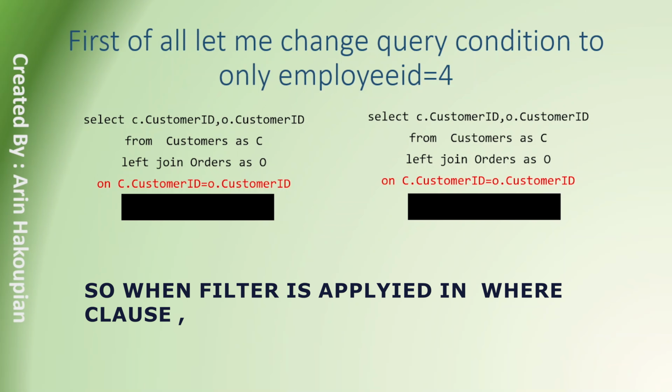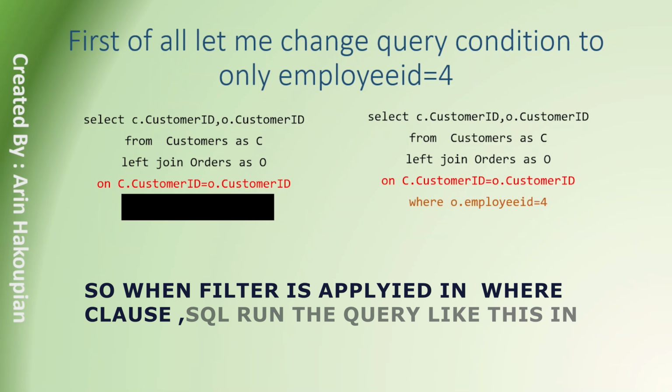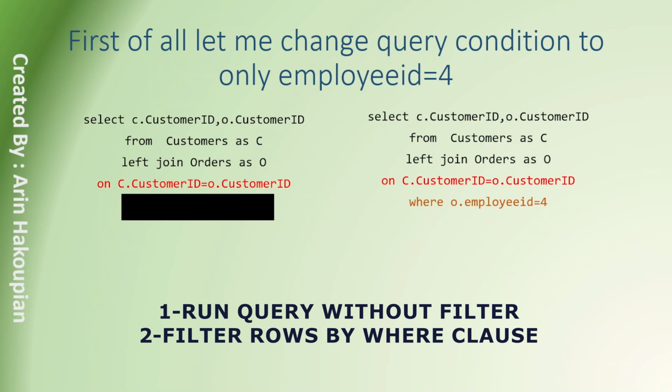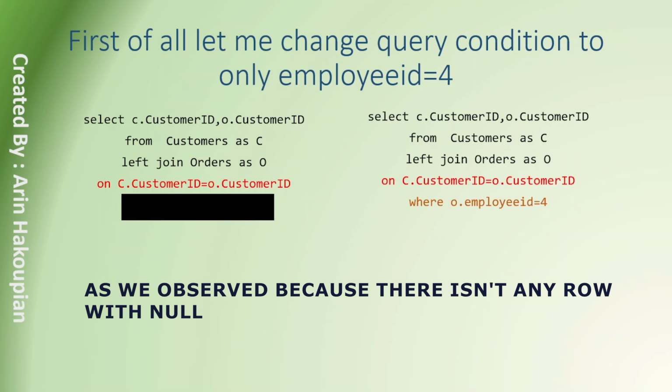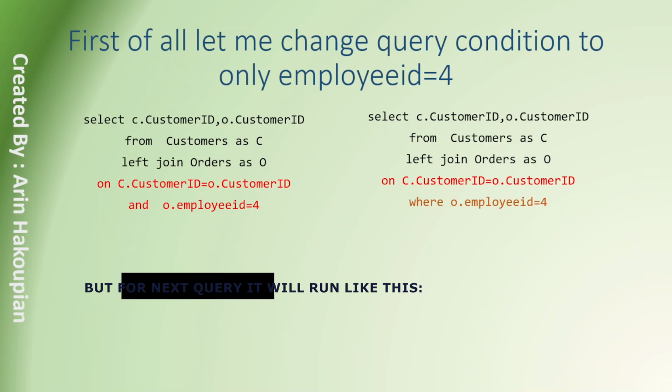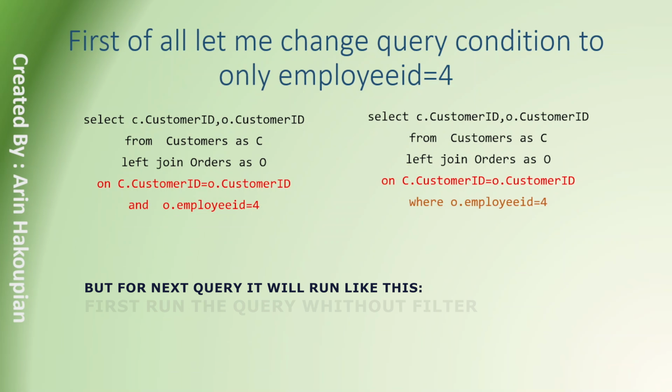So when the filter is applied in the where clause, SQL runs the query like this in the background. First it runs the query without the filter, and then filters rows by the where clause. As we observe, because there isn't any row with null, the filter is applied just for orders which have employee ID equal 4.